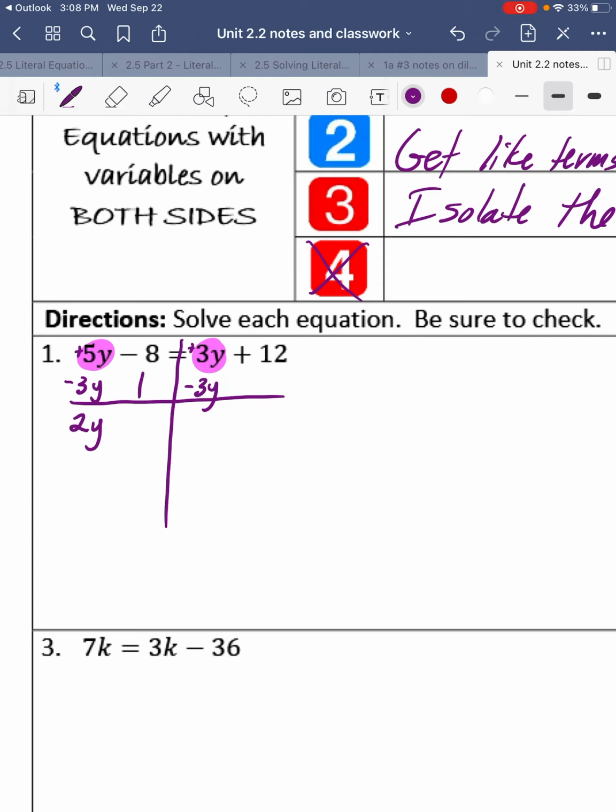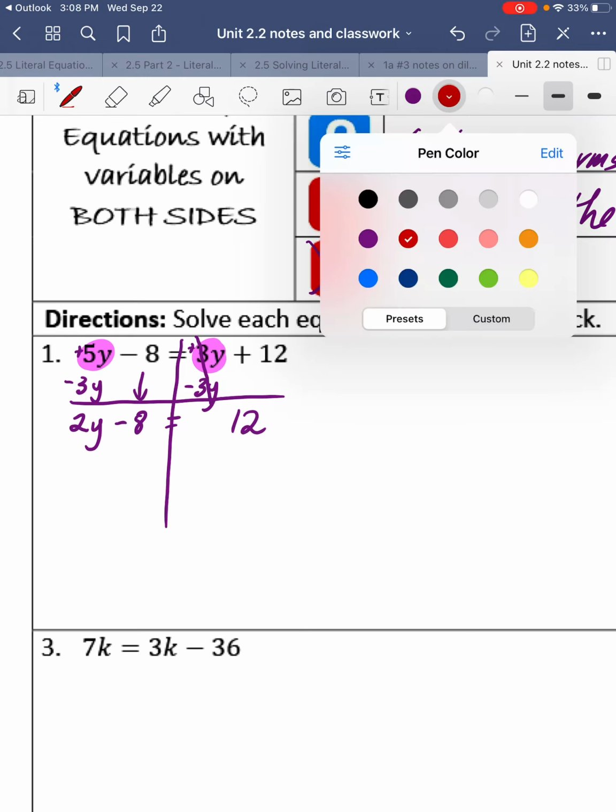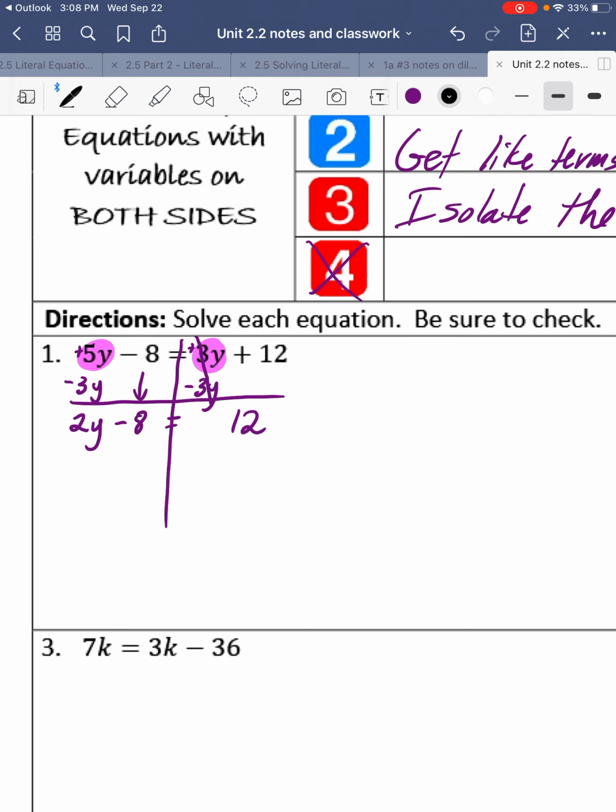The minus 8 comes down. We didn't do anything with that, so that just comes down. 3y minus 3y is 0, so those will simplify out. Let's bring the equals down, and it's a positive 12. You can put a plus 12 if you'd like. Next step is we have negative 8 and positive 12. Those are your like terms there.